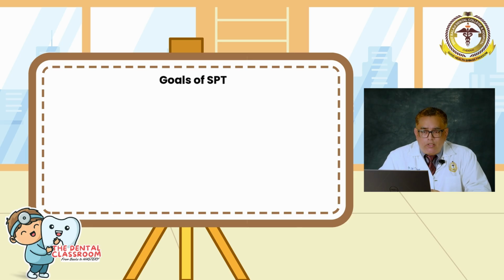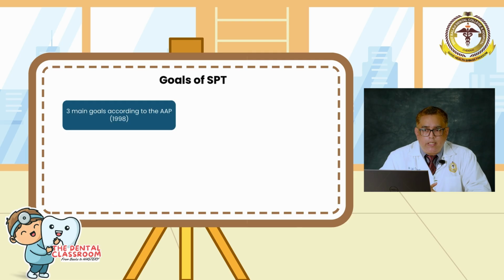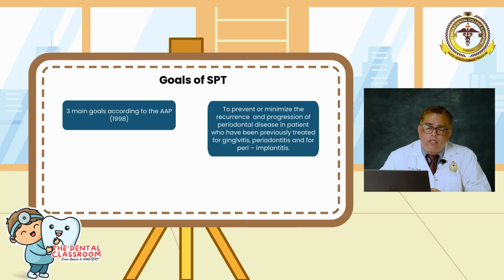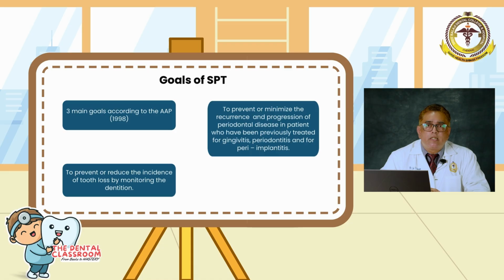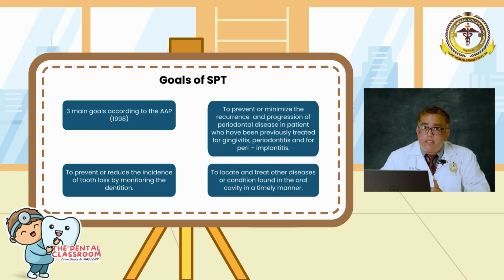Goals of supportive periodontal therapy. Now I'm going to speak about that. The 3 main goals according to the AAP in 1998 are: to prevent or minimize the recurrence and progression of periodontal disease in patients who have been previously treated for gingivitis, periodontitis, and peri-implantitis; to prevent or reduce the incidence of tooth loss by monitoring the dentition; and to locate and treat other diseases or conditions found in the oral cavity in a timely manner.